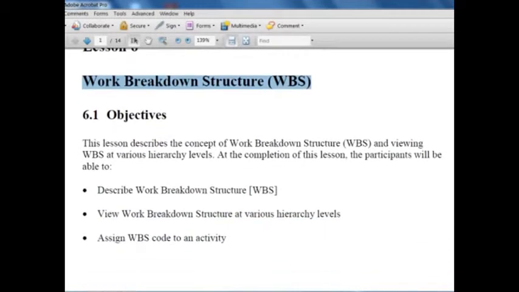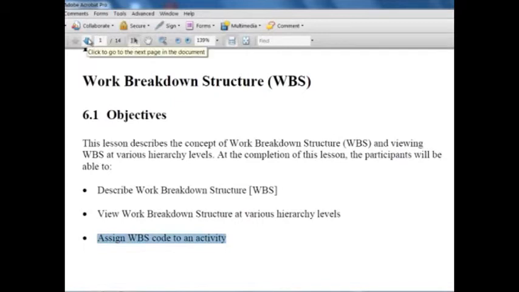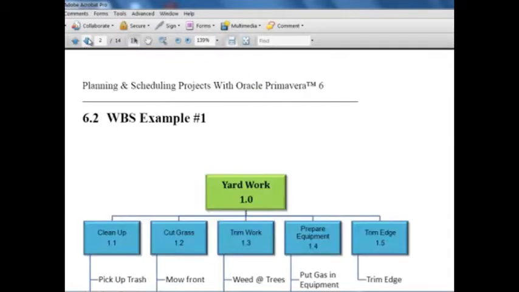P6. So the goal is, when we're done with this chapter, you should be able to describe the work breakdown structure in P6. Then you should be able to view the information about the WBS and how to assign a WBS code to an activity. Okay? If you haven't downloaded this material, go ahead and download it and follow me. And now let's go over to the second page. I have an example. I have 3 examples.